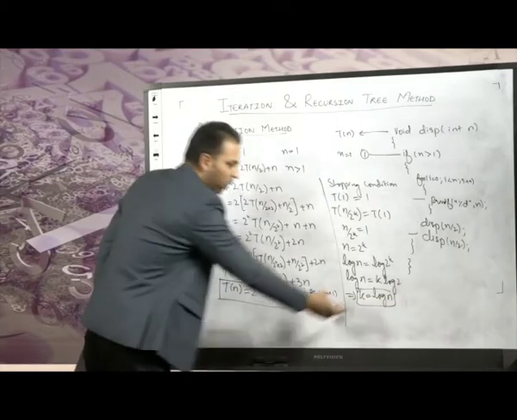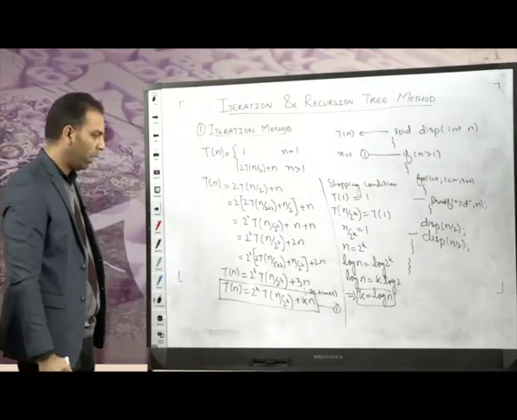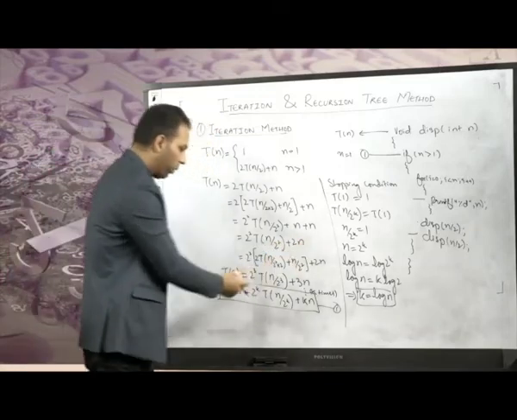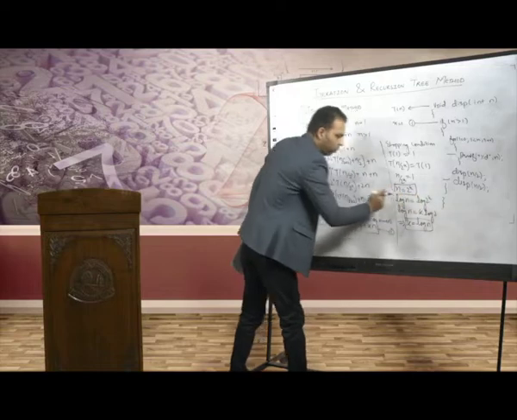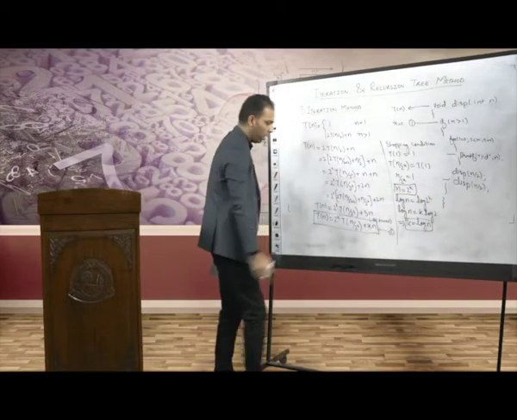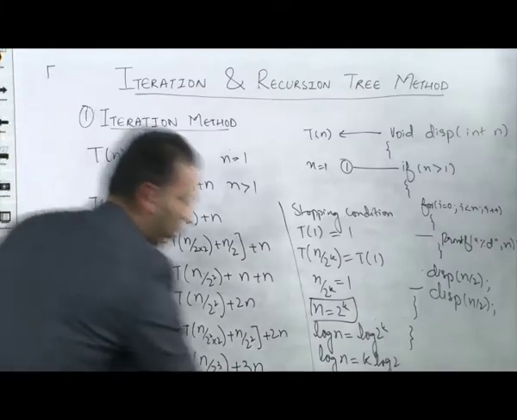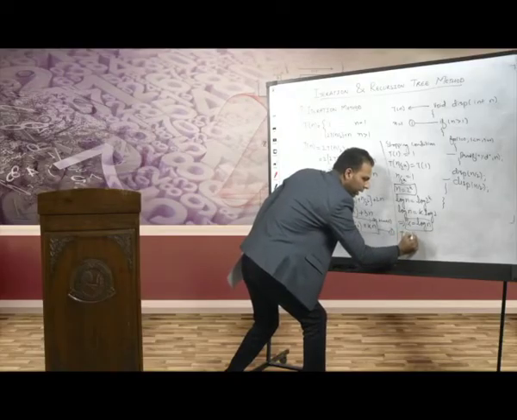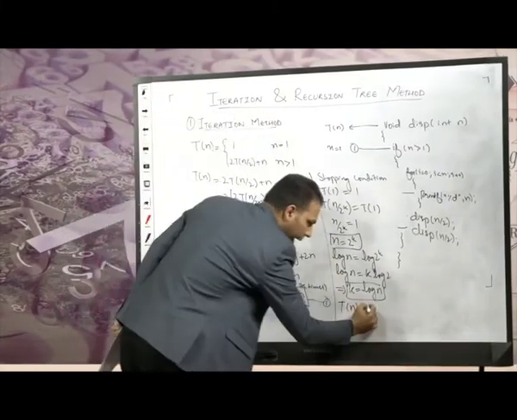What we'll do is use this value in equation 1. So we'll use two values, rather. We'll use this value and this value. So 2 raised to the power k is equal to n. So finally, your Tn will be equal to, for this 2 raised to the power k, we'll substitute n.